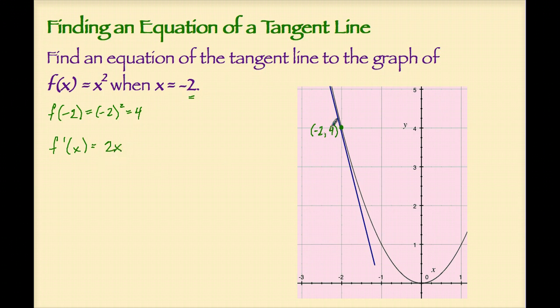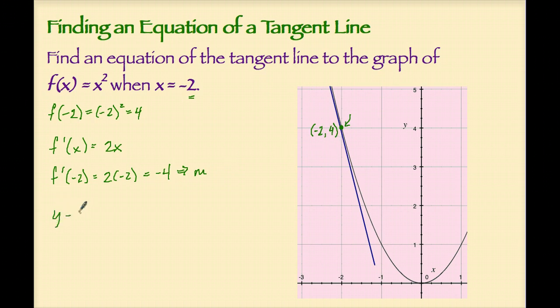This function, of course, will tell us the slope of a tangent line at any point along this curve, but we're only interested in this point. So what is the slope at the point negative 2 comma 4? F prime of negative 2 is going to be 2 times negative 2, which is negative 4. That is the slope.